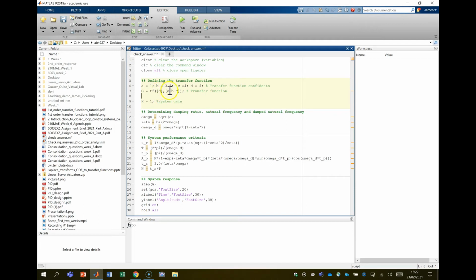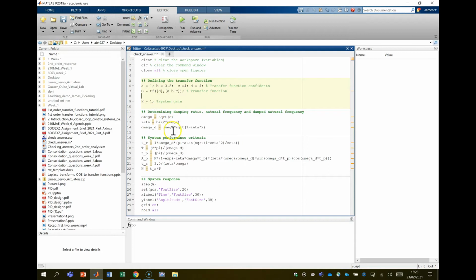Numerator here denoted D, and then A, B, and C for the coefficients for the second order transfer function. You'll see here I've defined what A is, so A is 1, B is 3.2, C is 4, and D is equal to 4 as well. So you can see in terms of the transfer function, that's the form that we saw previously. I'll ignore K for now.